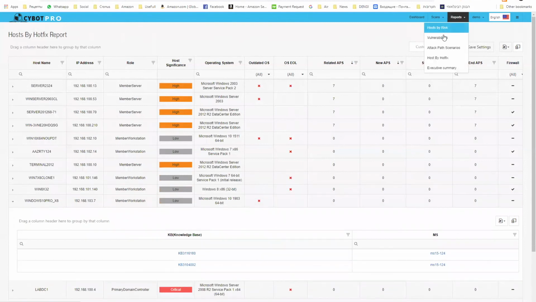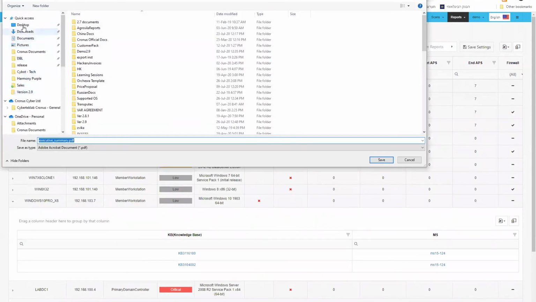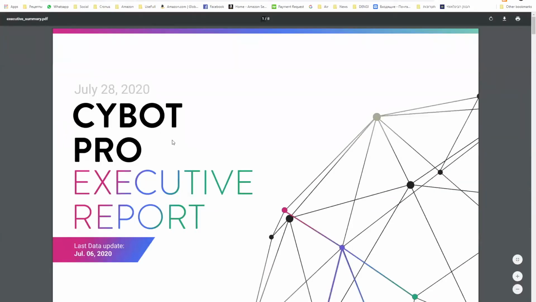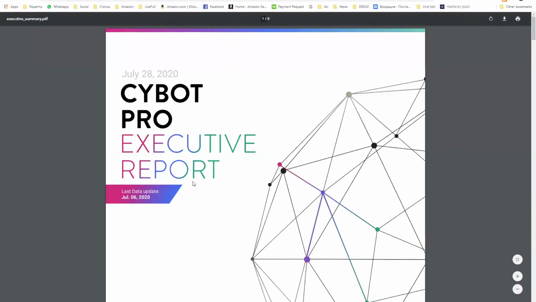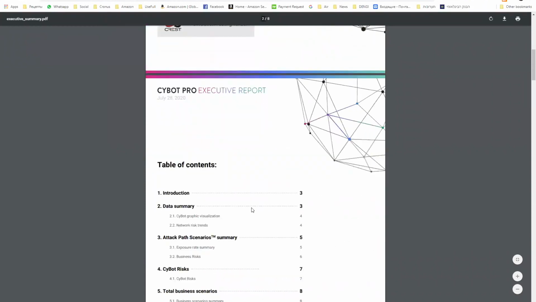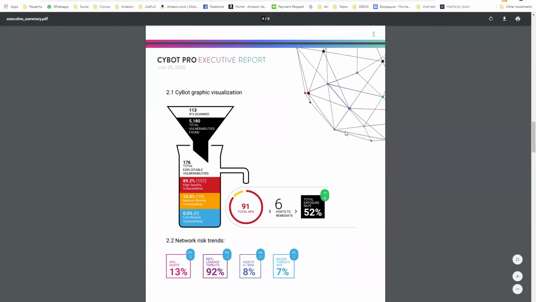The last one and very important is the executive summary report. Let's open it. This is a C-level report representing the full picture of the scanned infrastructure. The report is editable, names and logos can be easily changed. Many things you can find in this report, however the main point is this funnel that can describe the whole picture of the infrastructure. What we can see here.